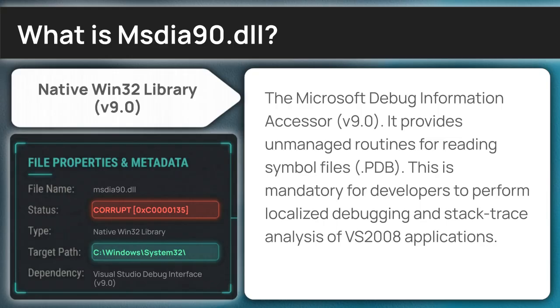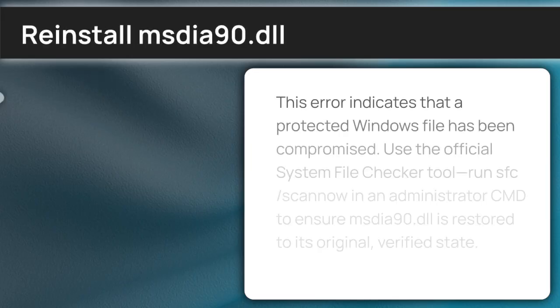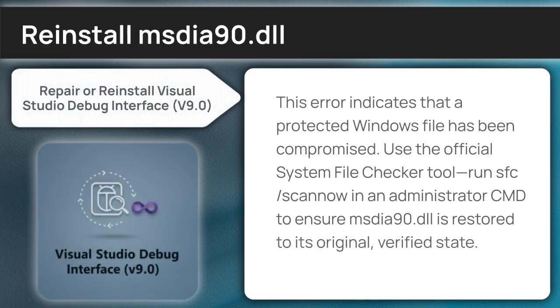Now let's dive into the solution, starting with a standard reinstallation. This error indicates that a protected Windows file has been compromised. Use the official System File Checker tool. Run sfc /scannow in an administrator CMD to ensure the msdia90 DLL is restored to its original verified state.